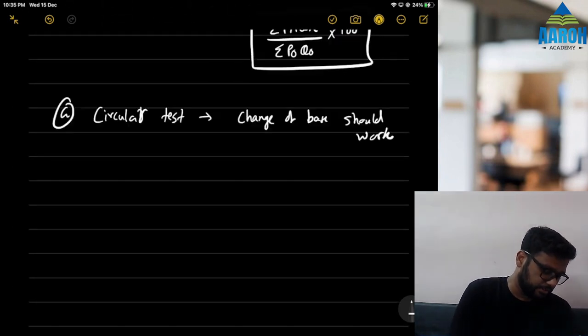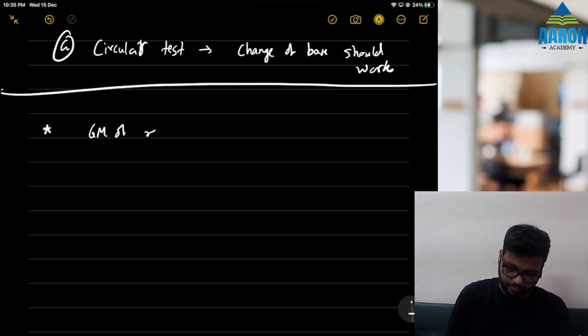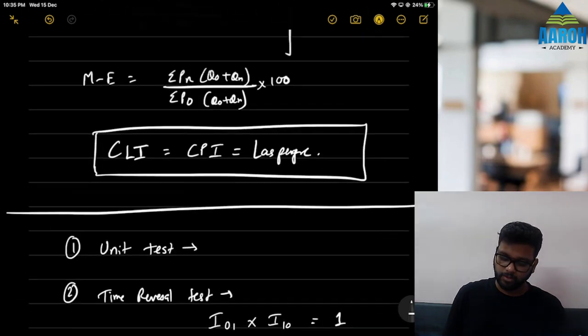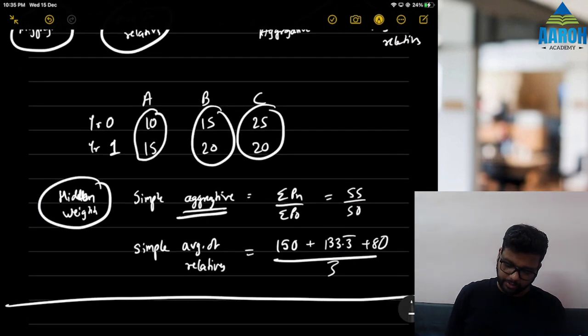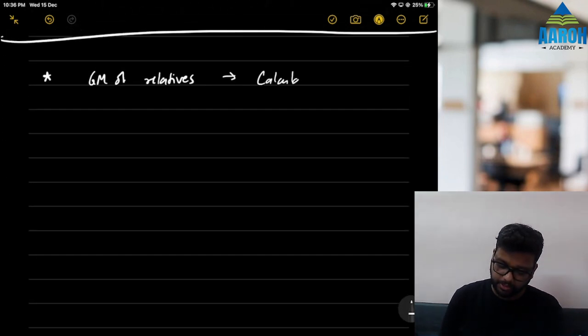Fine. Some other points to consider in index number chapter: in questions generally they give some different methods which are not there in the module, like GM of relatives. What will you do if they ask GM of relatives? What did we do here? We calculated individual relatives and we took their simple average. Instead of simple average, in GM of relatives, what should you do? Calculate index numbers and take GM. That's it.